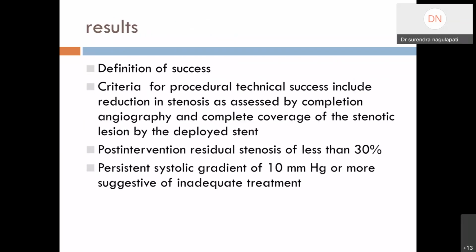And coming to the results of the endovascular treatment, the criteria for procedural technical success include reduction in stenosis as assessed by completion angiography, complete coverage of the stenotic lesion by the deployed stent, and post-intervention residual stenosis of less than 30%. A persistent systolic gradient of 10 mm Hg or more is suggestive of inadequate treatment.